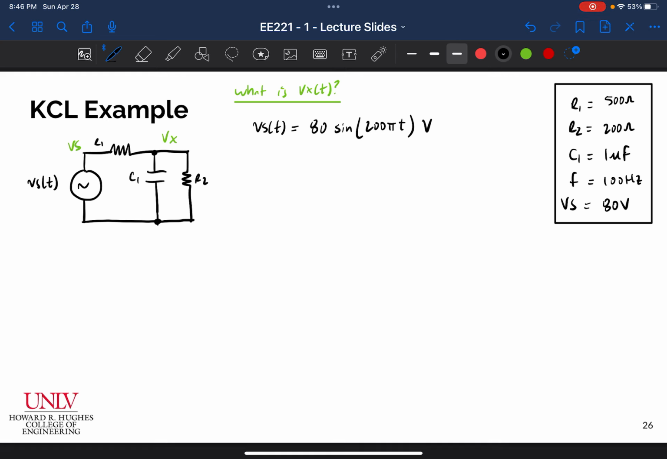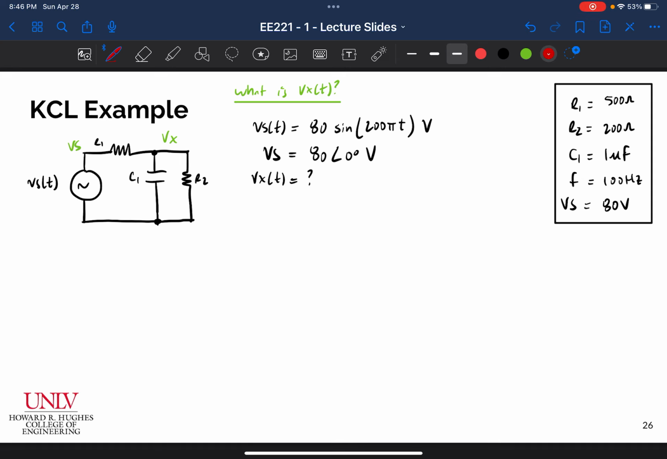If I really wanted to, I could go straight and write the phasor, which I can write as 80 angle 0 volts, right? Hopefully that makes sense now. That's pretty straightforward. And I want to determine Vx of t, right? That's what I'm going for. Okay, so let's go ahead and do that.